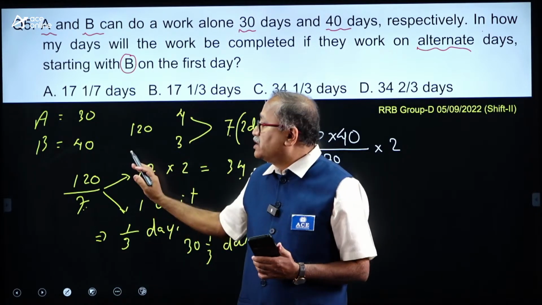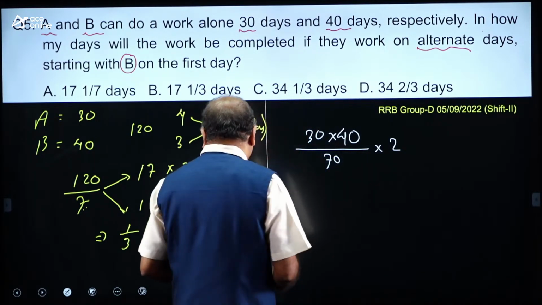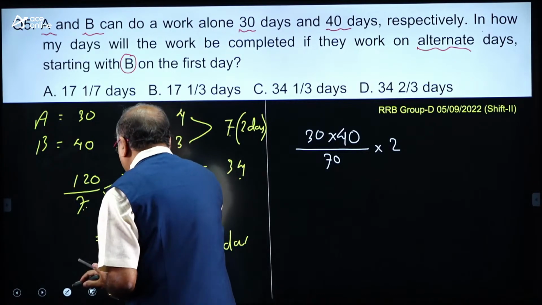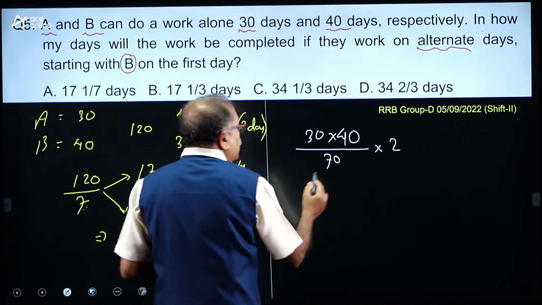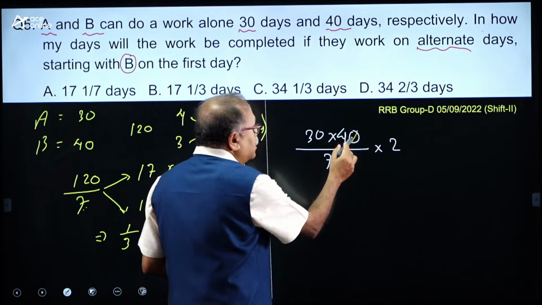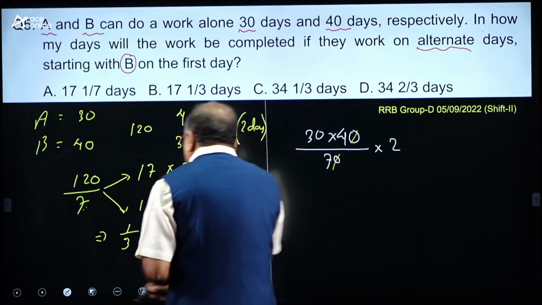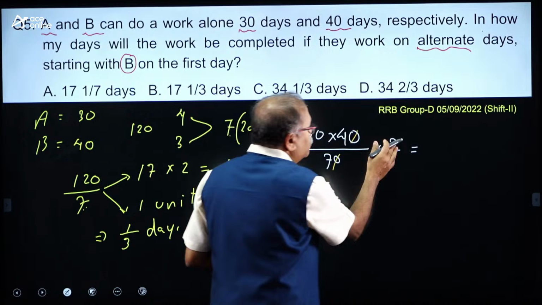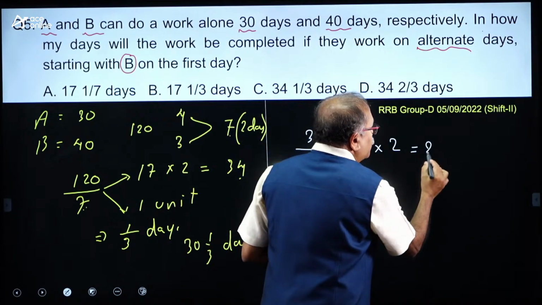See the difference between this solution and this solution here. So what am I going to get over here? I will cancel this 0 and 0, 12 and 24. So I am getting 12 into 24, which is 240.